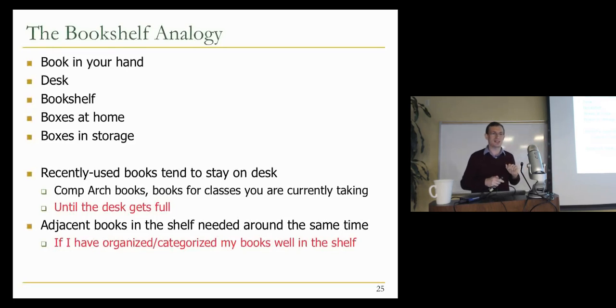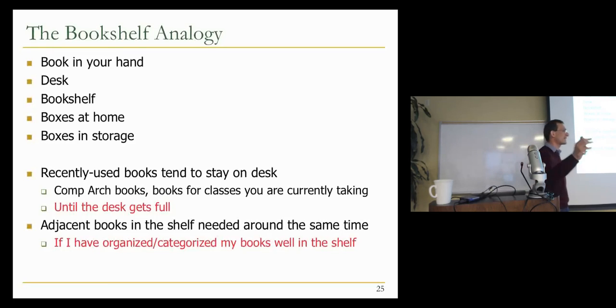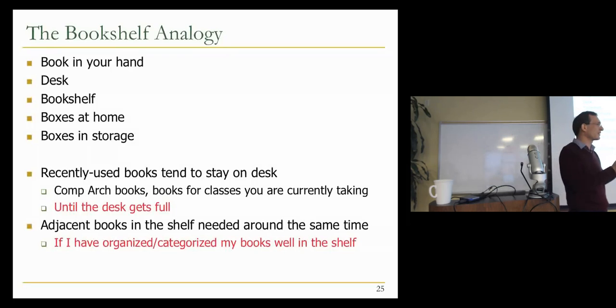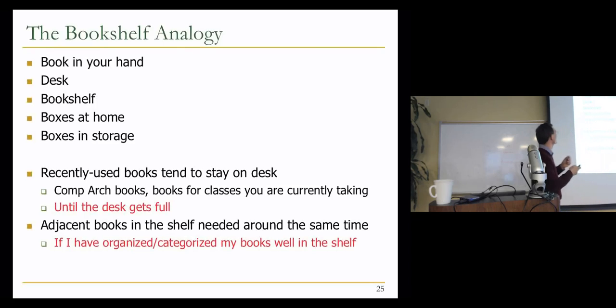Okay. Well, I'm not sure if I'll go through this analogy, but I think this analogy applies to many places in life, too. I'll go through it very quickly. The book that's in your hand, it's likely that you're going to reuse it soon, right? It has very good temporal locality, and you have very good spatial locality as well. The books that are on your desk are the second level, perhaps. The books that are in your bookshelf are the third level. Boxes at home, the books that are there, are the fourth level. And boxes in the storage that you've forgotten for decades are probably the fifth level, right? And it's likely that you don't need much from the storage.